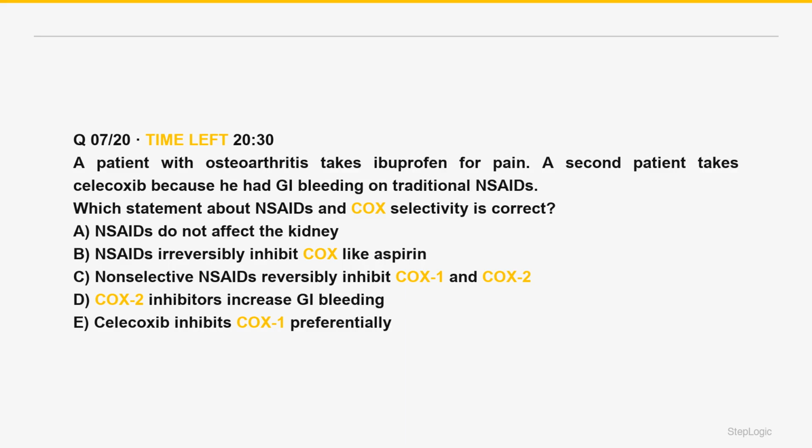Which statement about NSAIDs and COX selectivity is correct? A patient with osteoarthritis takes ibuprofen for pain. A second patient takes celecoxib because he had GI bleeding on traditional NSAIDs. Read the command: which NSAID COX statement is correct? Non-selective NSAIDs reversibly block COX-1 and COX-2, with GI and renal effects. Celecoxib is COX-2 selective, with less GI bleeding but more CV risk.